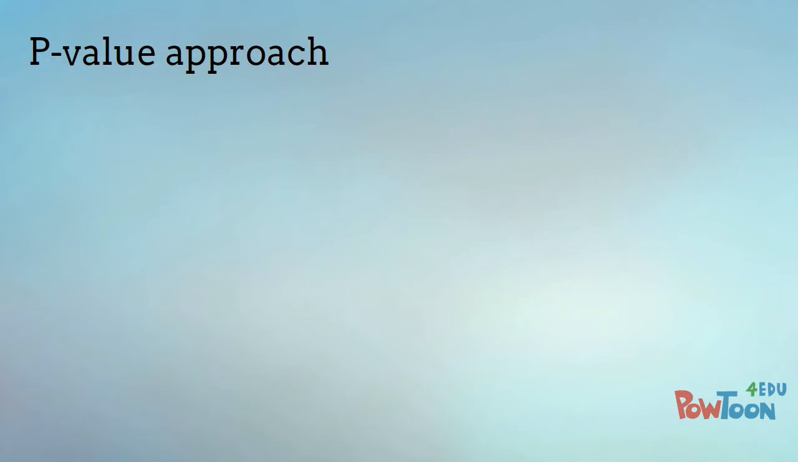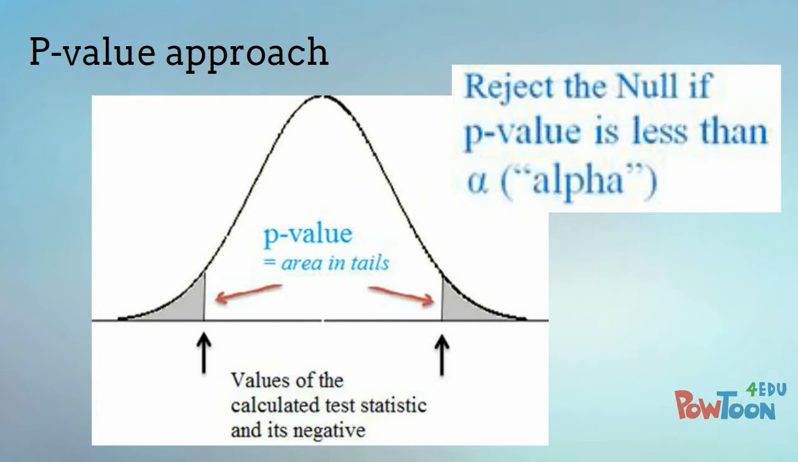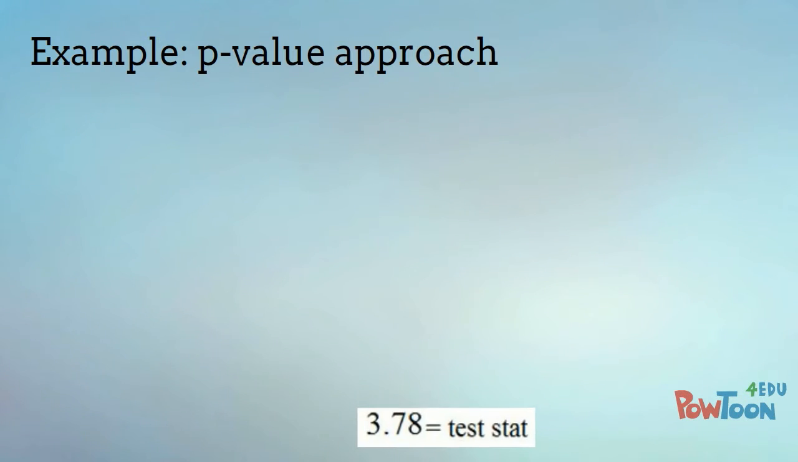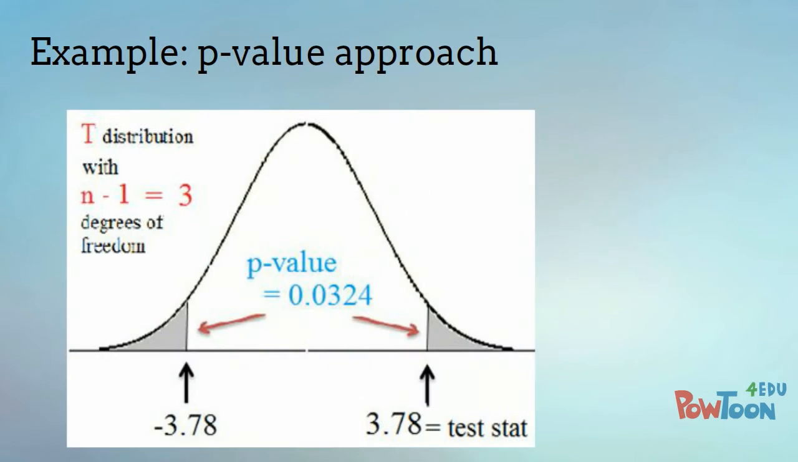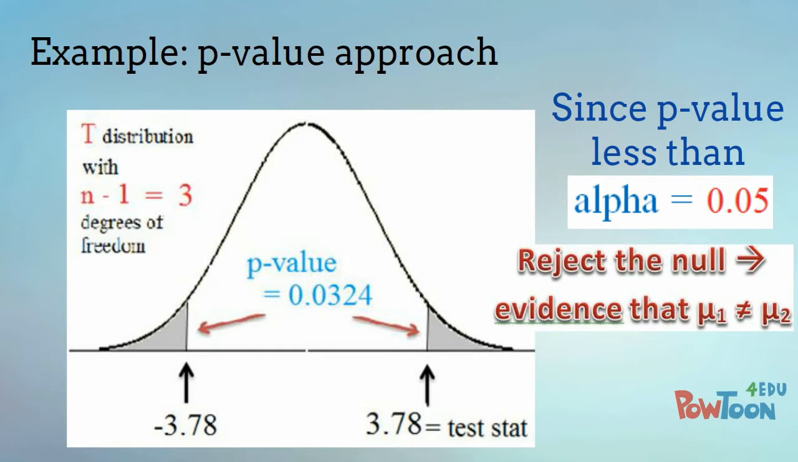Alternatively, we could use a p-value approach. For a two-tailed test, the p-value is the probability that the distribution is outside the test statistic t and its negative, and we reject the null if the p-value is less than alpha. In our example, t equals 3.78 and the sample size was 4, so we use a t with 3 degrees of freedom. Using a t calculator or a t-table, we find the p-value is about 0.0324. Because the p-value is less than alpha equals 5%, we reject the null that the mean difference is 0 and have found evidence that the two population means are not equal.